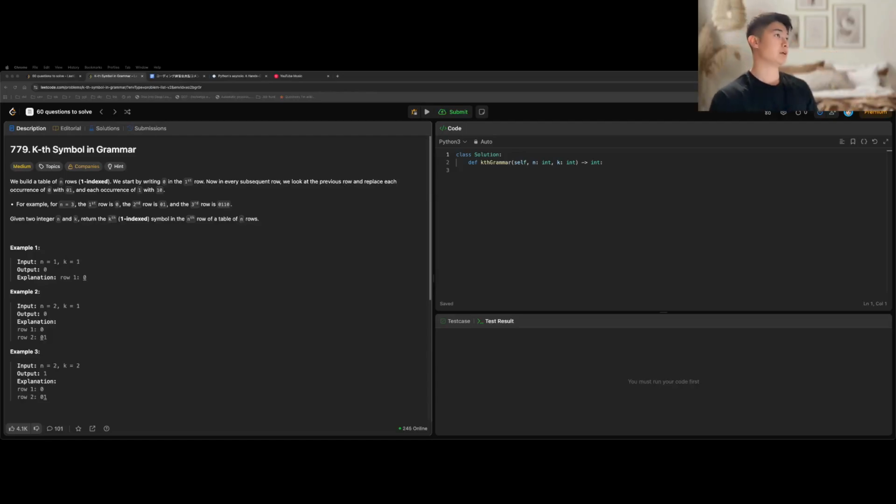Alright, hello guys. Today I will be solving this problem called Kth Symbol in Grammar.